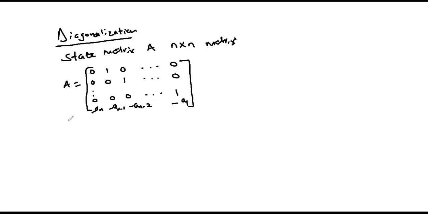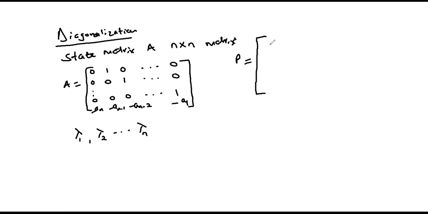characteristic equation. If A is written in that format, and suppose the eigenvalues of the matrix A are lambda 1, lambda 2, all the way to lambda n, which are distinct, in other words, there are no repeated eigenvalues, we can obtain a transformation matrix P from the eigenvalues of the matrix A as follows.